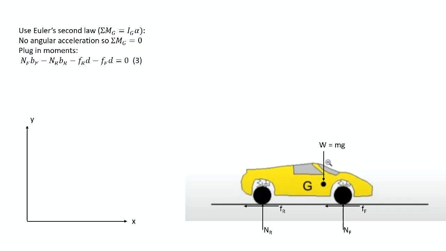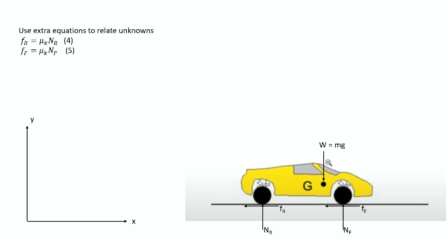Now we're going to use Euler's second law, which states that the sum of the moments about G is equal to the mass moment of inertia about point G times the rigid body's angular acceleration. And since the rigid body does not have an angular acceleration, the sum of the moments about point G is equal to 0. And then when we plug in the moments, we get that the normal force in the front times Bf minus the normal in the rear times Br minus the force of friction in the rear times D minus the force of friction in the front times D is equal to 0.